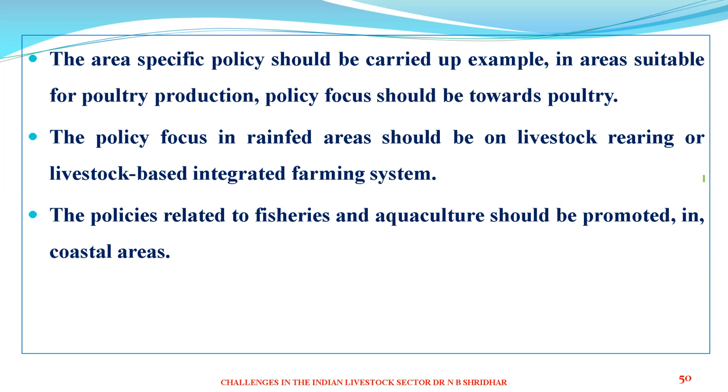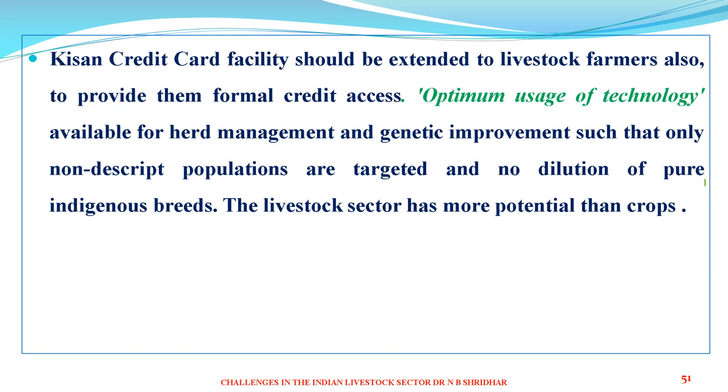So the policies related to fisheries and aquaculture need to be properly regulated, or else the fish population may even drop to zero. Then the Kisan credit card facility should be extended to livestock farmers. Optimum usage of technology for herd management and genetic improvement should be taught to the farmers, and nutritional strategies should also be worked out.